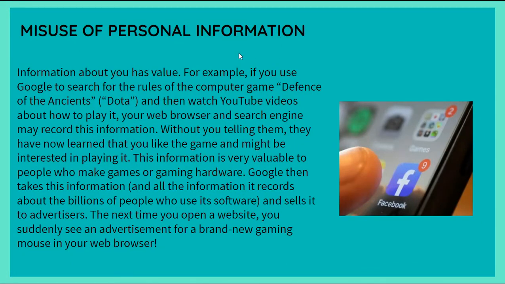Misuse of personal information. Information about you has value. For example, if you use Google to search the rules of computer game Defense of the Ancients, Dota, and then you watch YouTube videos about how to play it, your web browser and search engine may record this information. Without you telling them, they have now learned that you like a game and you might be interested in playing it. This information is valuable to people who make games or gaming hardware. Google takes this information and sells it to advertisers. The next time you open the website, you suddenly see an advertisement for a brand new gaming mouse in your web browser.